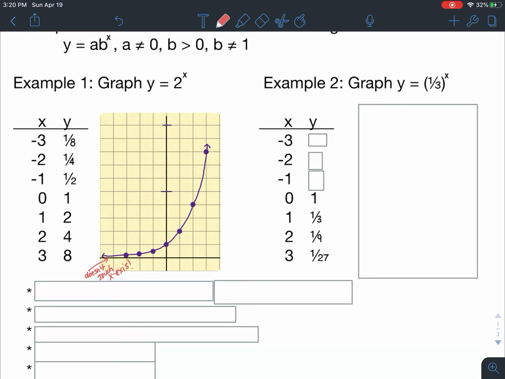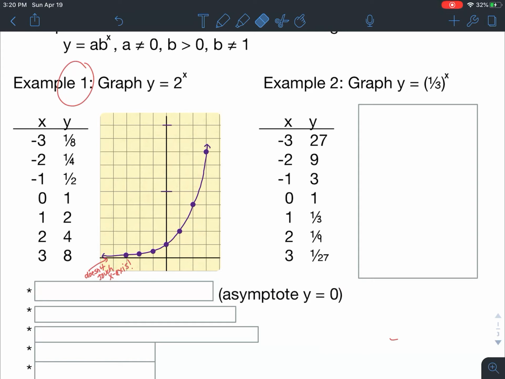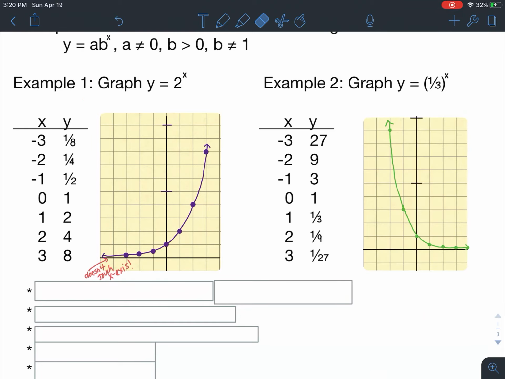Okay, let's do that in reverse. So now we have, let's look at this -1. So we have 1/3 to the -1 power. But anything to the -1 power is just the reciprocal of itself. So we have a 3. So again, it's backwards from example 1. But see, the 1/3 turned into a 3. The 1/9 is going to turn into a 9. And the 1/27 will turn into a 27. Oops. Gave it away. Okay. So let's get our graph going here.